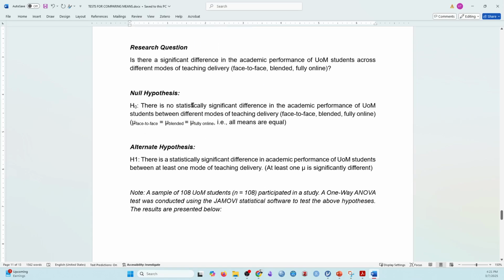So our hypothesis, the null hypothesis, would be something like: there is no statistically significant difference in the academic performance of students between different modes of teaching delivery. So again, the three modes. Under the null hypothesis, the three mean values are equal. Our claim, referred to as the alternate hypothesis, is that there is a statistically significant difference in academic performance of students between at least one mode of teaching. Because we're comparing three different groups, we expect to find a difference between at least one and the other. So at least one mean is significantly different.